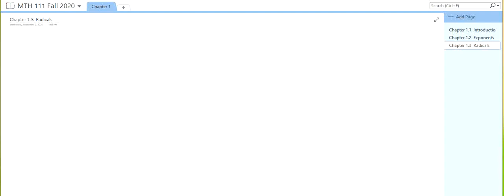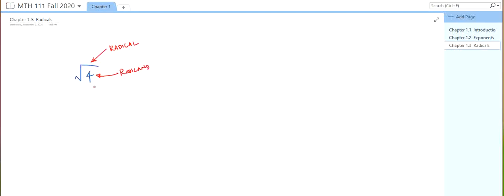Okay, in section 1.3, we're going to talk about radicals. And when we're talking radicals, we're talking things like this, where you have a square root symbol. So the symbol we use for this is called a radical sign. The thing inside, if you're going to talk about it, you could call it either the argument or the radicand.